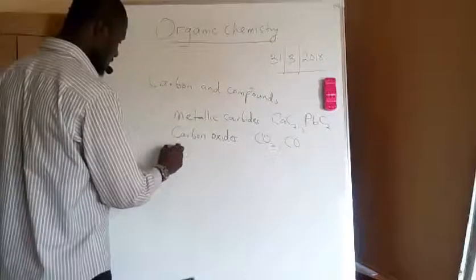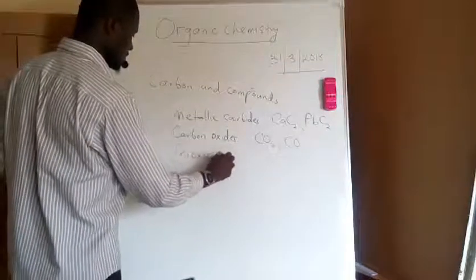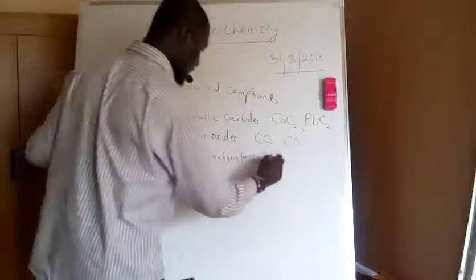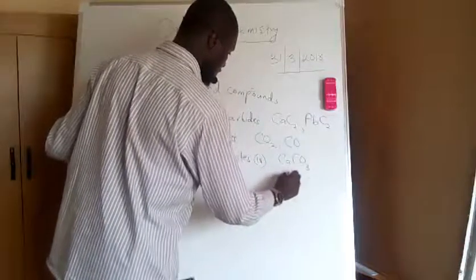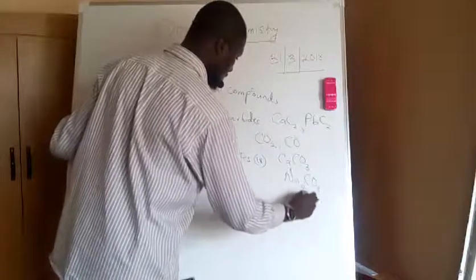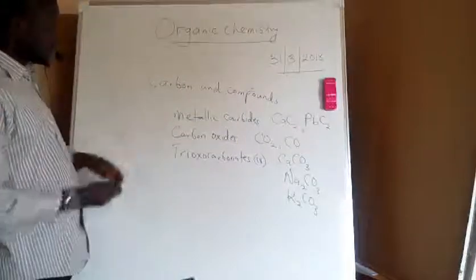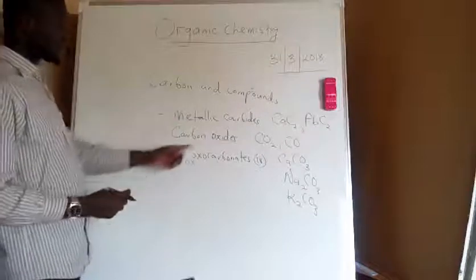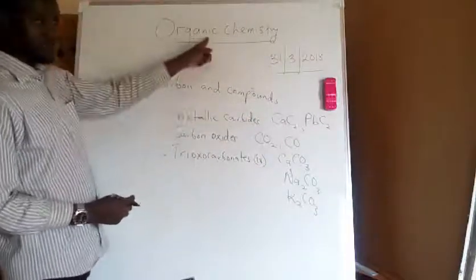Then we have trioxocarbonates(IV), like calcium trioxocarbonate, sodium trioxocarbonate, potassium trioxocarbonate. Now, these compounds were discovered after the first definition, and all of them are compounds of carbon, but none of these compounds is an organic compound.